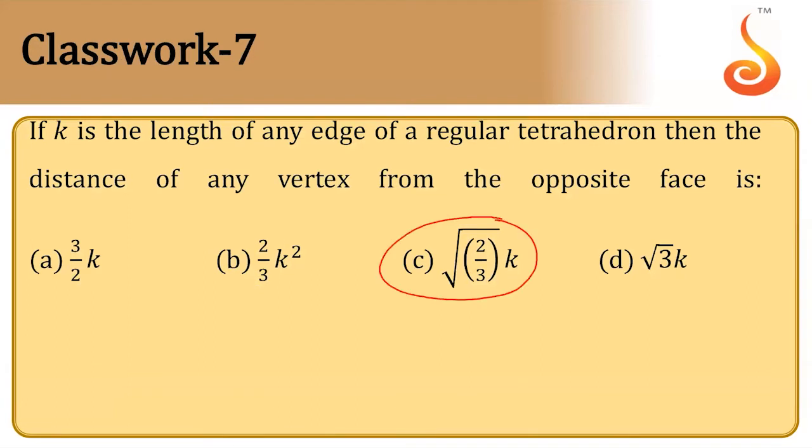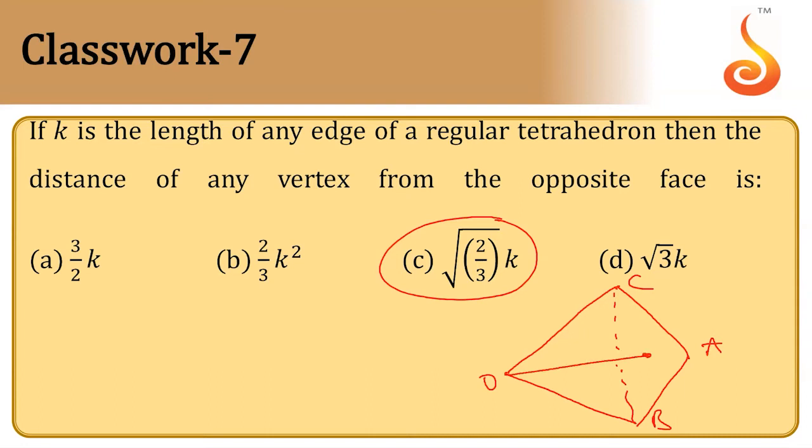Now, how to get this answer? We can take tetrahedron ABC, some tetrahedron, a regular tetrahedron. Now they're asking the distance of any vertex from the opposite face. There are 4 faces. One of the faces you can take as ABC. Each face is a triangle, an equilateral triangle. We want this distance, that means height. The height equals volume by area of base. This is some OD, you can take it.